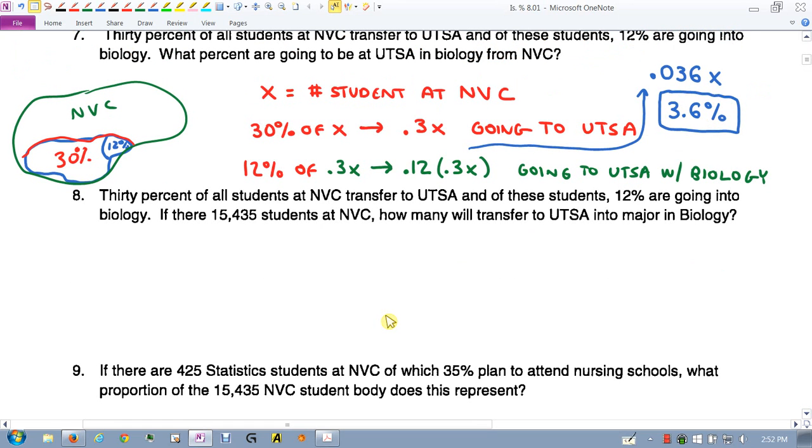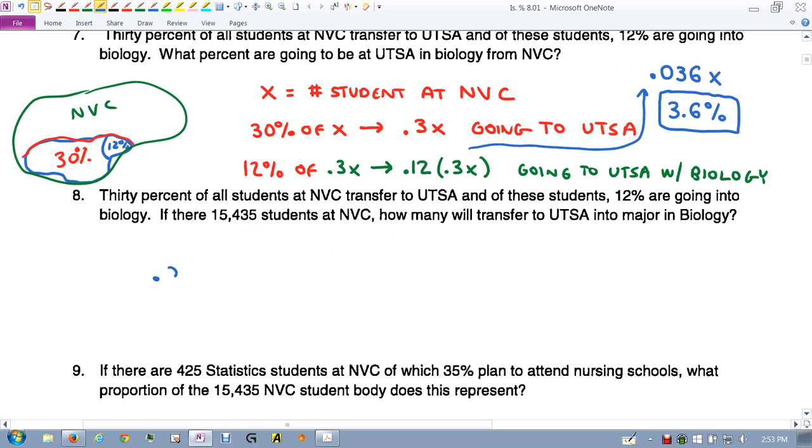See, now look at this one. 30% of all students at NBC transfer to UTSA, and of these students, 12% are going to biology. If there are 15,435 students, how many will transfer to biology? So I believe they mean this to be the same question. They're actually giving you how many students. Now, how many students did we say it would be? 0.036x. And what was x? Number of students at NBC. So this is the same problem. We just now are going to replace the x up here with 15,435. Does that make sense?